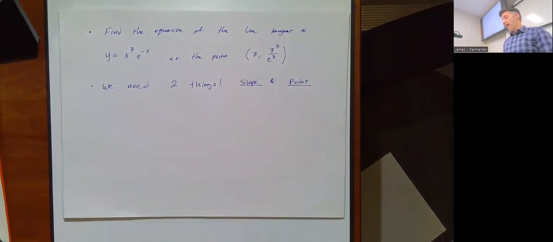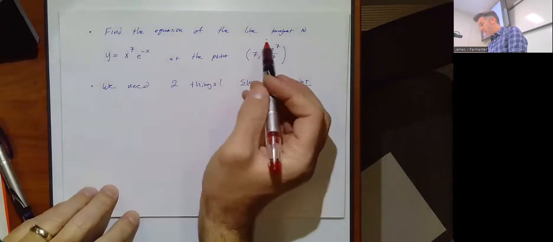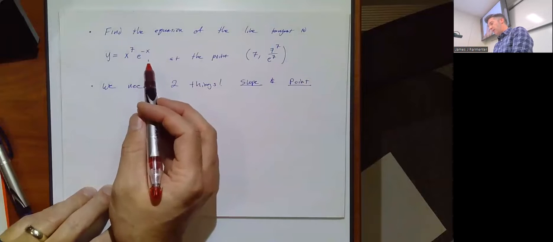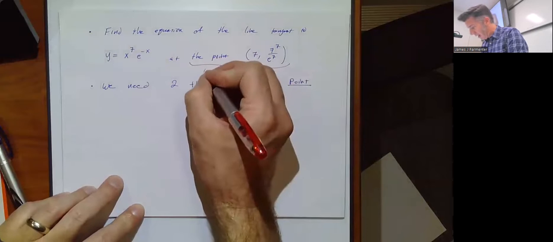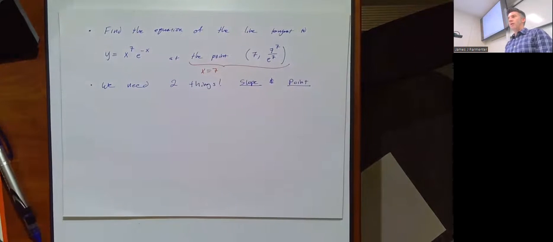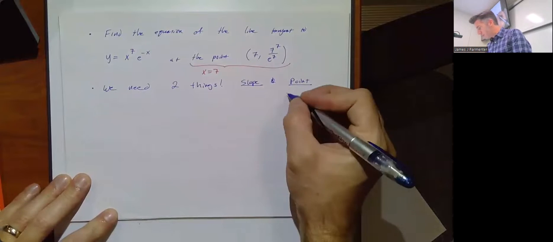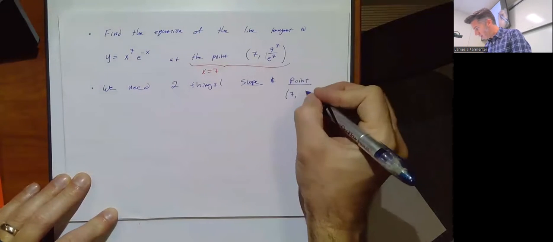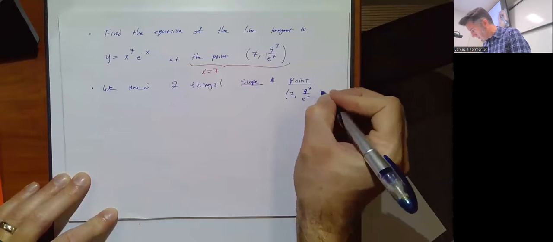Sometimes, if I was giving this as a problem, I would have written it as find the equation of the line tangent to y equals x to the 7th times e to the negative x at x equals 7. Then you would also have the job of finding the y coordinate of that point. But they were really nice in this problem, because it's kind of a gross y coordinate. So we have the point. It's 7, comma, whatever that terrible number is: 7 to the 7th over e to the 7th.